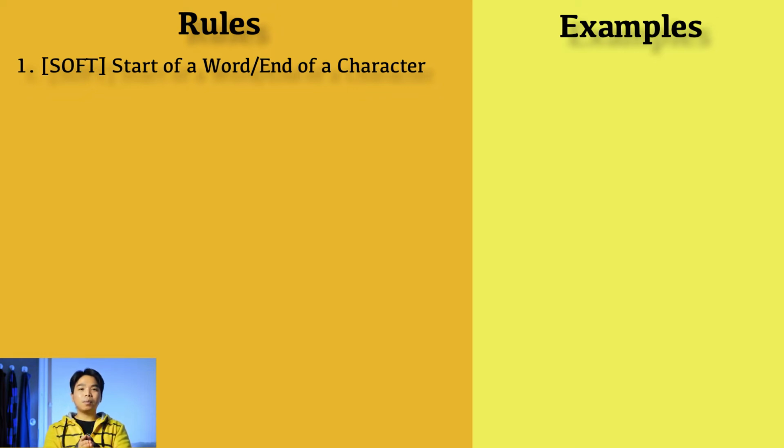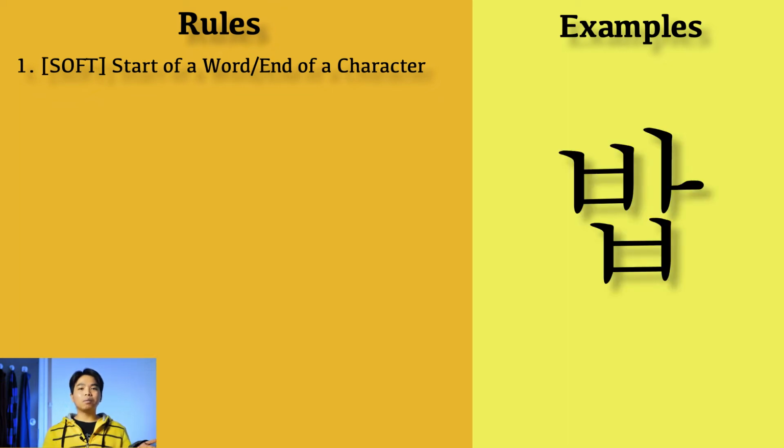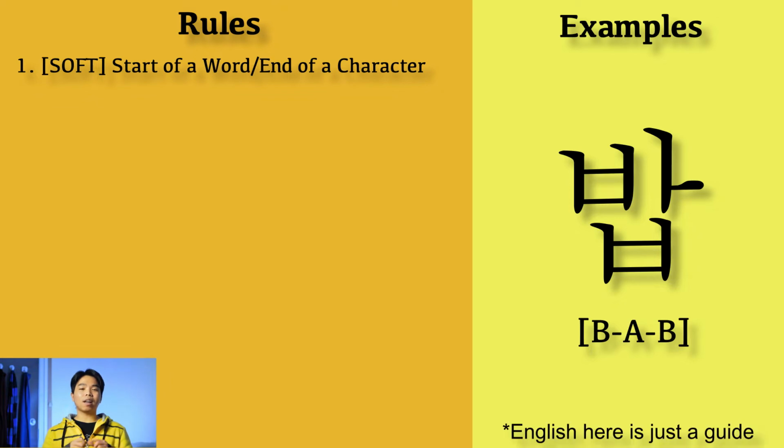Okay, so magbibigay na ako ng isang example using our letter B. So for letter B, ang word natin is this one. This word means rice in Korean. So as you can see, we have the letters in the sequence of B, A, and B. So kung babasahin natin siya based dun sa official romanization natin, ang basa dyan is bab. Pero hindi ganoon ang pagbasa sa kanya.